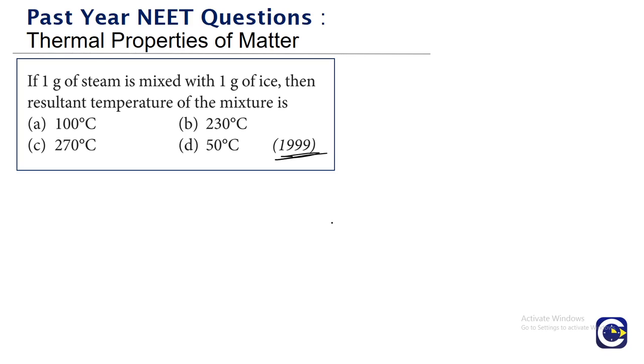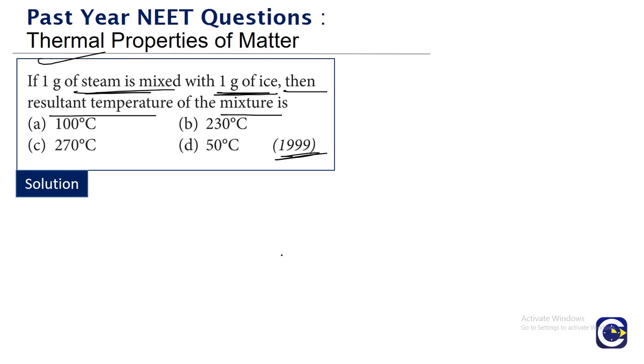Next we have a question based on calorimetry. This is a question that has come in the year 1999. If 1 gram of steam is mixed with 1 gram of ice, then the resultant temperature of the mixture is. So this is a sort of inadequate information question, but we'll go with some assumptions so that we'll be able to get an answer for this.